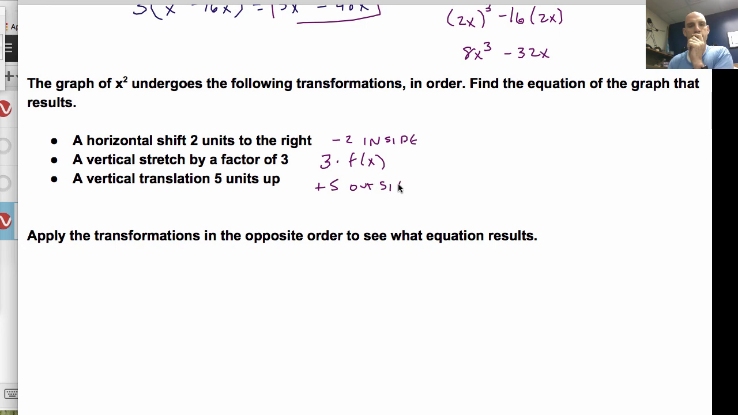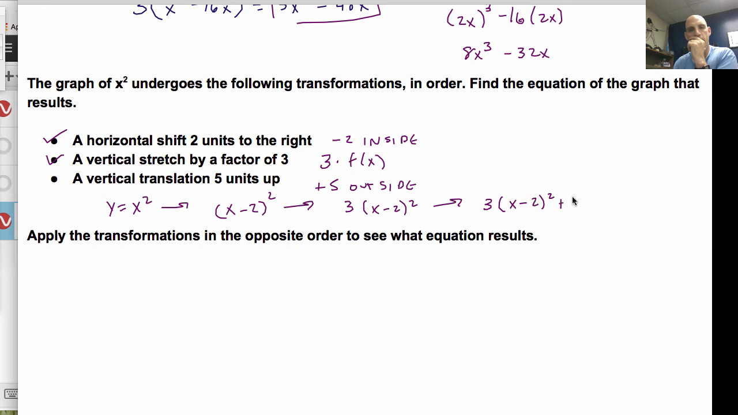So here we go. I'm going to start with x squared, so y equals x squared. My first translation is a minus 2 inside, so I'm going to do x minus 2 squared. That's this one. So we did that one. My next translation is to do 3 times x minus 2 squared. I did that one. And then to move it 5 up would be 3 times x minus 2 squared plus 5. And so my result is this.